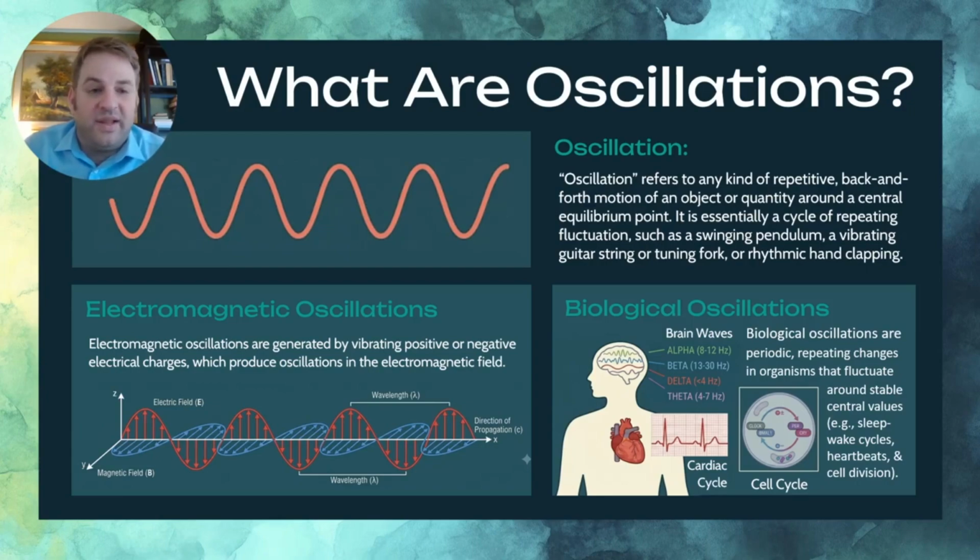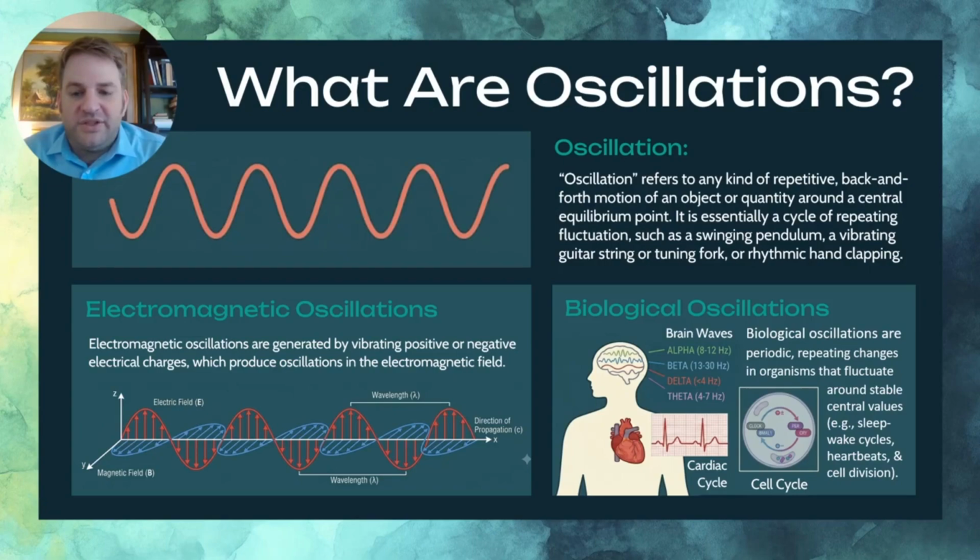Now, there are also electromagnetic oscillations, which are generated by vibrating positive and/or negative electrical charges. And these produce oscillations in the electromagnetic field. And you can see on this slide, I put a kind of classic figure of an electromagnetic wave, like radio waves or even frequencies of light.